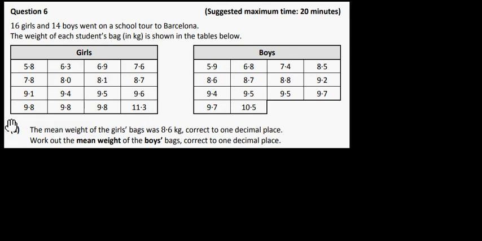So the mean weight of the girls' bags was 8.6 kilograms, correct to 1 decimal place. Work out the mean weight of the boys' bags, correct to 1 decimal place. So this is just a list of numbers, so we just got to add them up and divide by 14. So let's do that. So we got to take 5.9 plus 6.8 plus 7.4 and so on.